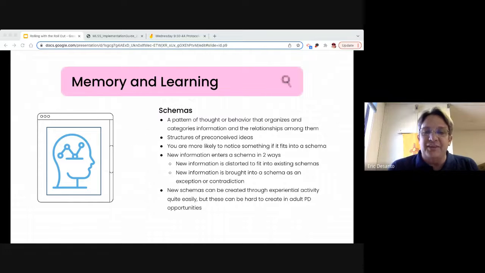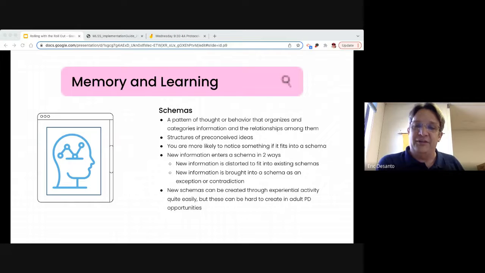One of the interesting things is you are a lot more likely to notice something if it agrees with the schema you already have present. And our brains are hardwired to not notice things that disagree with the schema we have. That's going to be one of the challenges we're going to look at with PD sessions: it's a whole lot easier to just drift right by the stuff that we disagree with and only focus on the few pieces that we agree with.